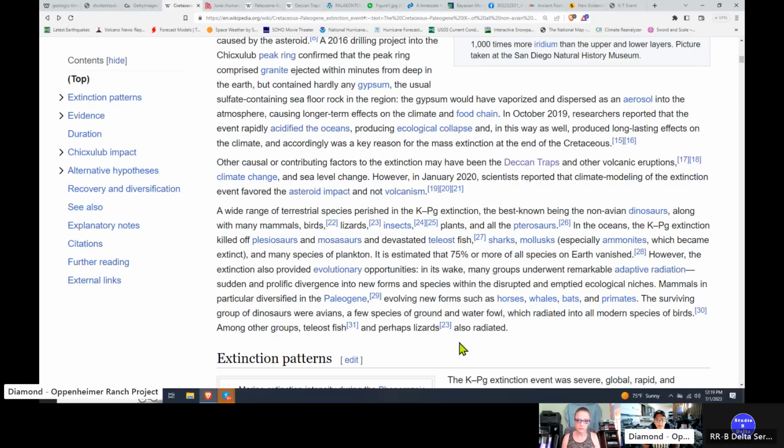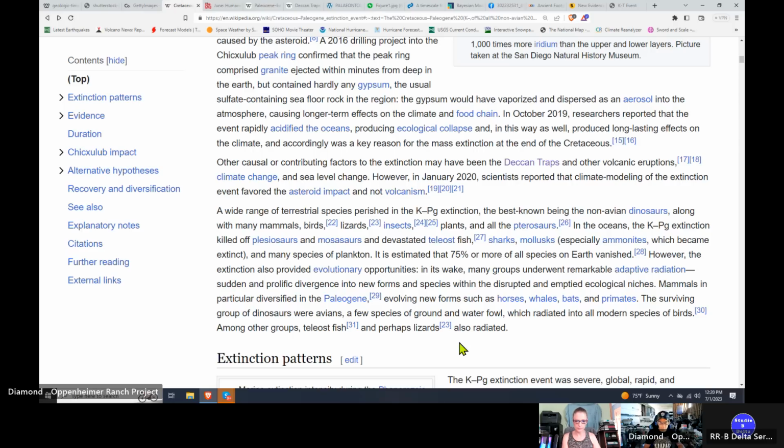Yeah, and then massive ocean predators like plesiosaur and mosasaur also gone. And huge numbers of sharks, mollusks, ammonites. Oh, and by the way, we were talking about whales yesterday, because whales largely eat plankton. So we were like, how do they survive? Well, according to this, whales didn't really emerge until after the event. I think it was 45 million years ago. So the plankton came back, because many species of plankton went extinct. It's amazing. 75% or more of all species on Earth vanished.